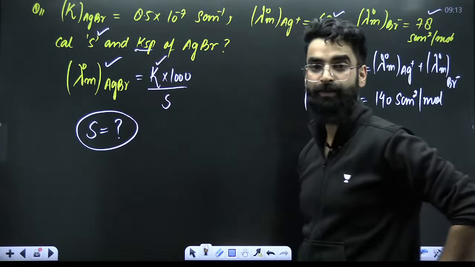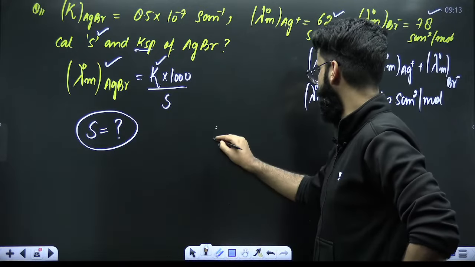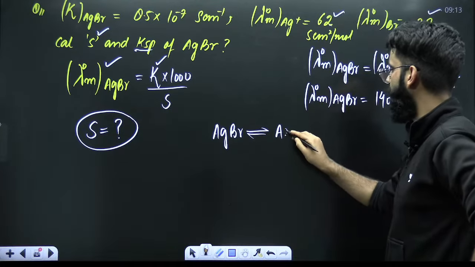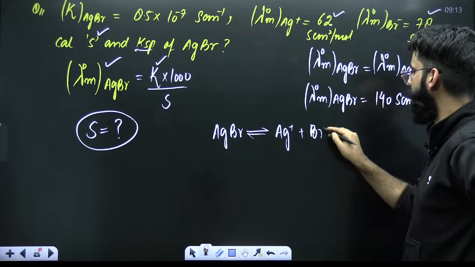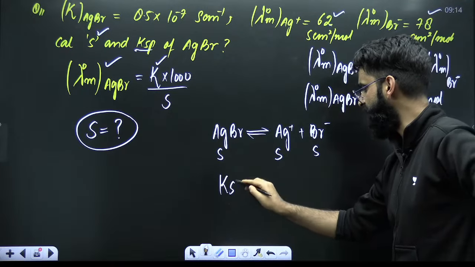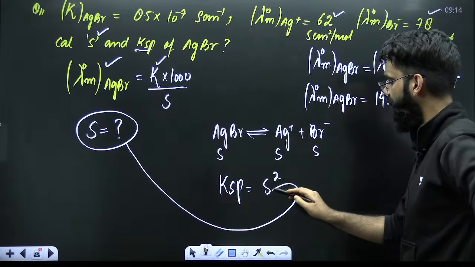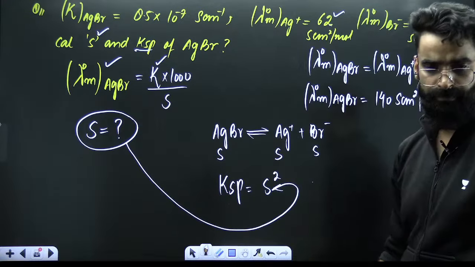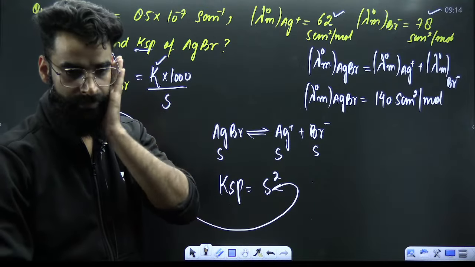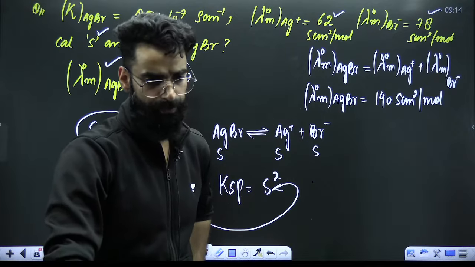The second part says calculate Ksp. How do you write the Ksp expression for AgBr? First of all, AgBr would have got converted into Ag positive plus Br negative. If its solubility is S, this is also going to be S, this is also going to be S. So the Ksp expression is simply going to be S square. S you would have calculated from here, put the value of S here and get the Ksp, right? Clear? Perfect. So you can solve this question in this approach.